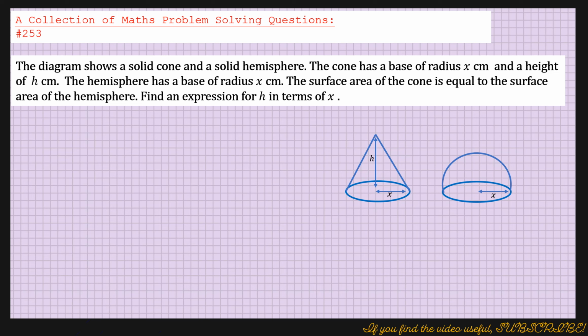So I think the key to coming up with an answer is to understand that the circular base of both the cone and the hemisphere is of the same area. So this area and this area are equal. So this is the main bit here.